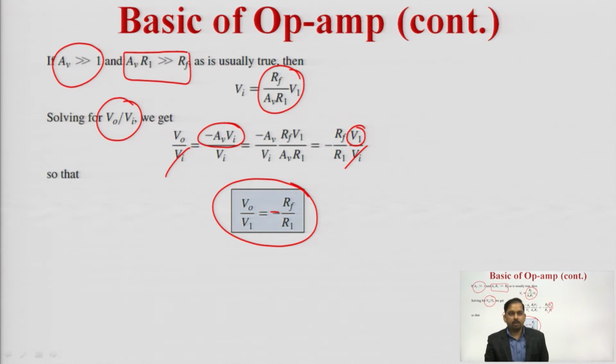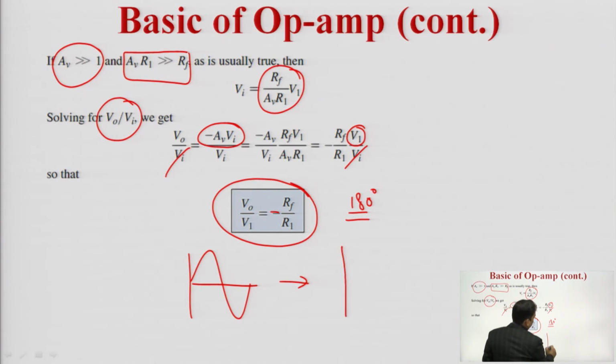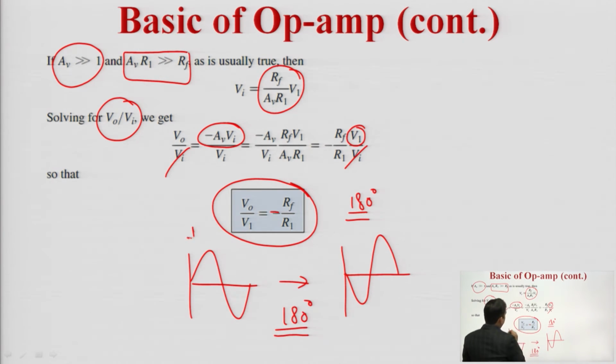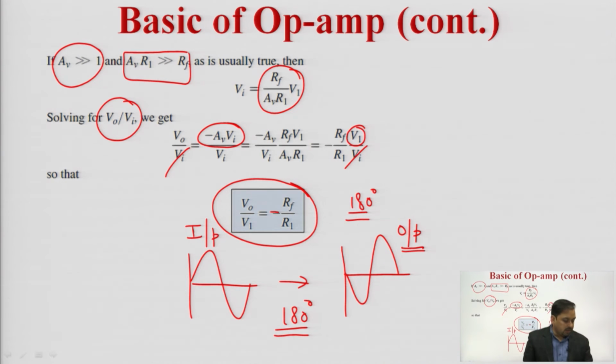That means it shows that there is a phase shift of 180 degree. There is a phase shift of 180 degree, means if we are applying some AC signal, something like this, then we will have the output in this particular manner. The phase difference is 180 degree between the input signal and the output signal. So, this is the gain.